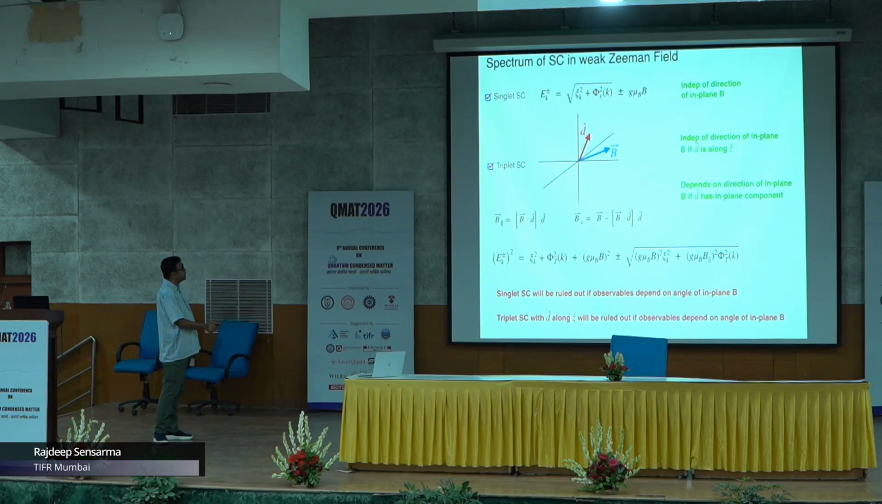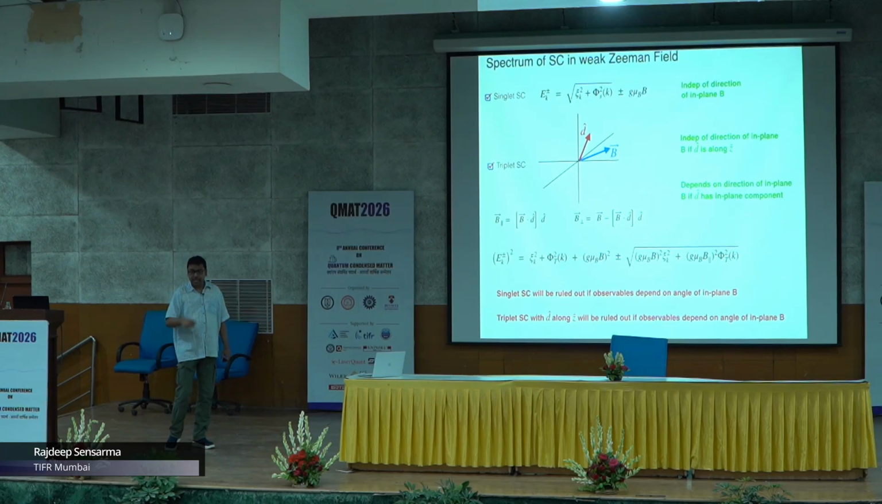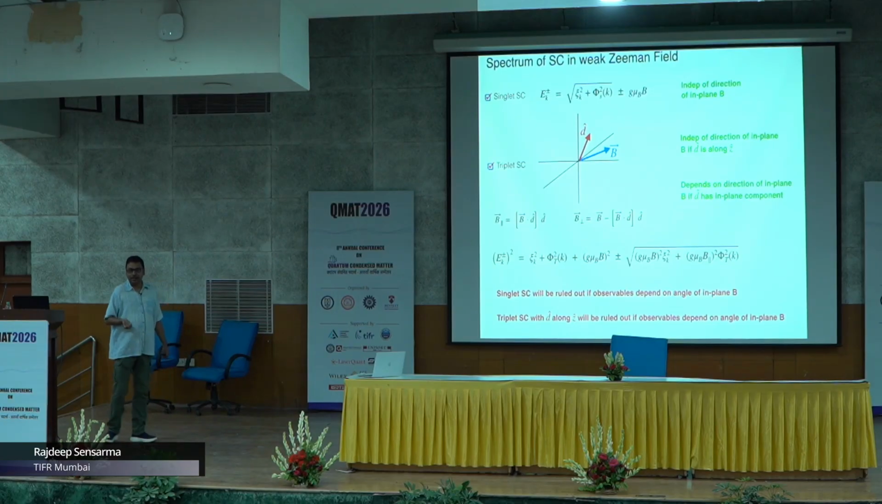Okay, so before going, let me just say one thing. If you take a singlet superconductor, the spectrum is independent of the direction of B. It's whatever it is, but it's independent of the direction of B. Whereas if you have a triplet superconductor, there's an extra piece which comes from the component of B which is parallel to the D vector, so it cares about the D vector. So the first thing is, Anindya, if you are putting in a Zeeman field, and whatever you are measuring starts depending on the direction of the Zeeman field, we can throw away singlet. We can also throw away a triplet with a D in the Z direction.